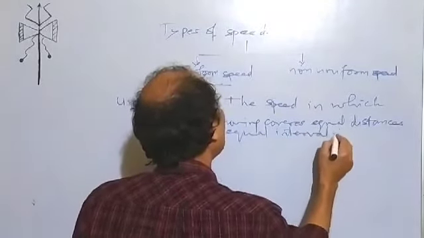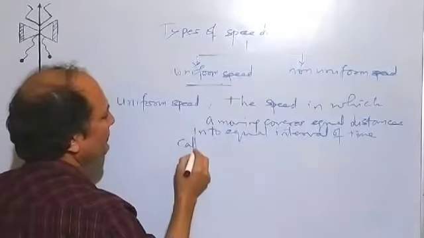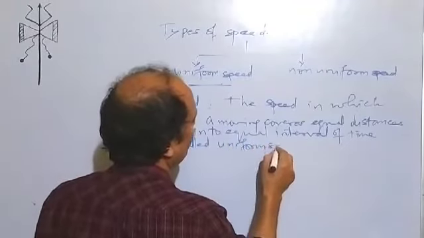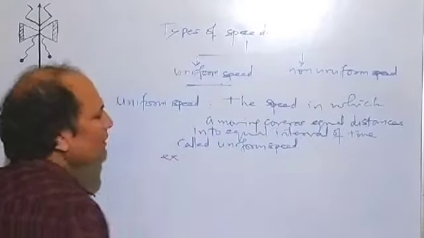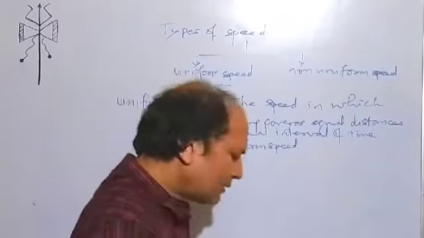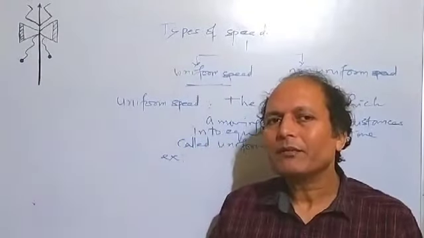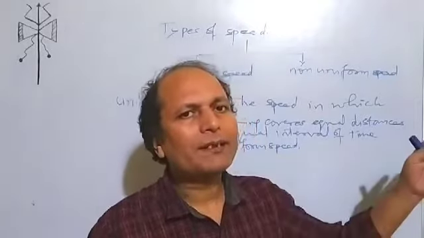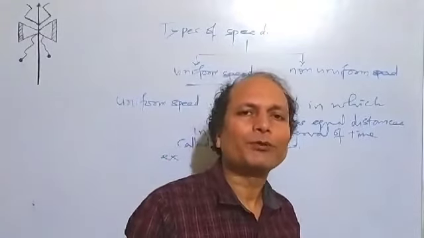Into equal intervals of time, called uniform speed. Example: uniform speed. Actually, uniform speed can be expressed only for a short distance. In a long distance, on a long way of motion, uniform speed is not possible.